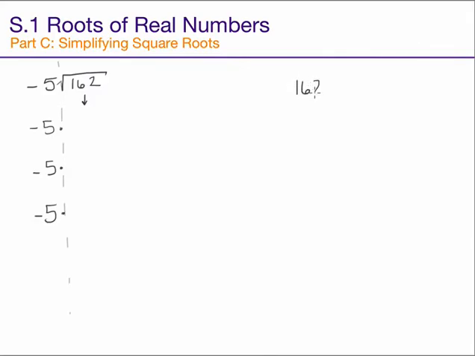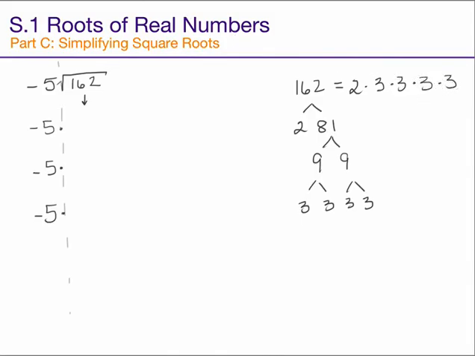Since 162 can be written as 2 times 81, and 81 can be written as 9 times 9, and each 9 can be written as 3 times 3, I can write 162 as 2 times 3 times 3 times 3 times 3. If 162 can be written as this product, then the square root of 162 is the square root of that product. But the square root of this product contains some pairs.